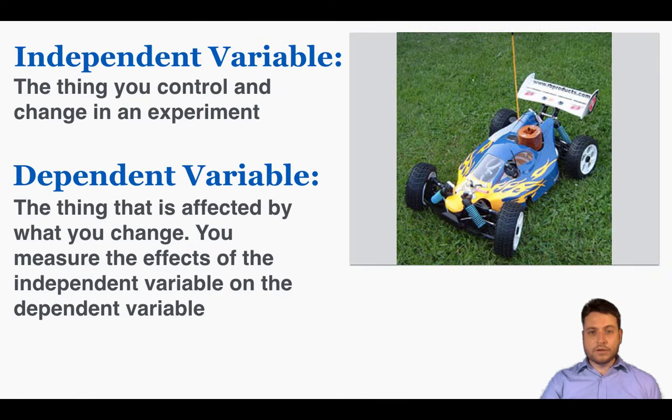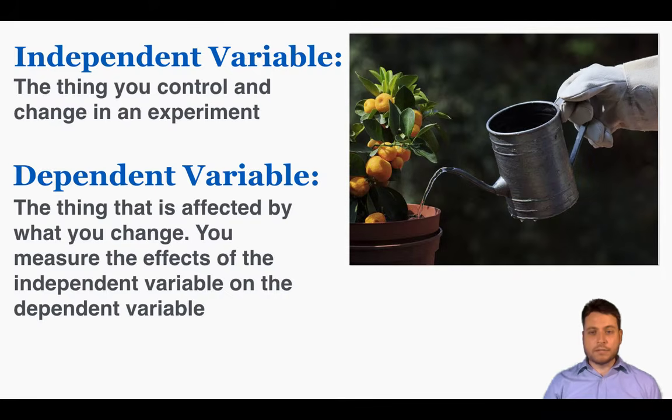One last example, we could imagine that we're growing plants with different amounts of water. So we're giving different plants different amounts of water and seeing how high they grow as a result. In this situation, the independent variable would be the amount of water that the plant received, and the dependent variable would be how high the plant grew as a result of that water. So it would be the height of the plant. So the independent is the amount of water, and the dependent is the height of the plant.